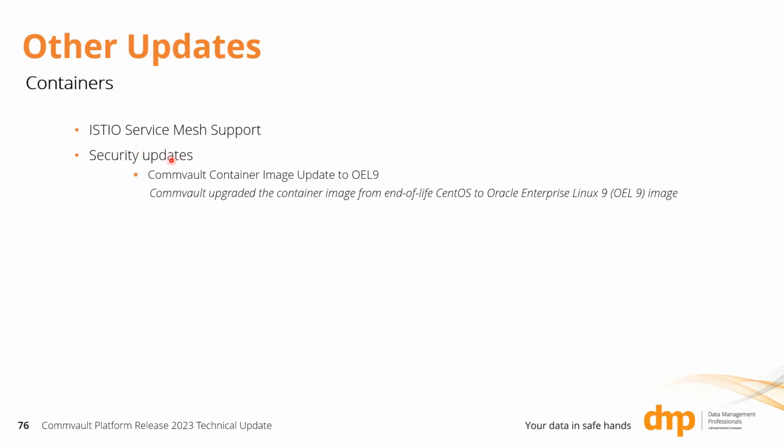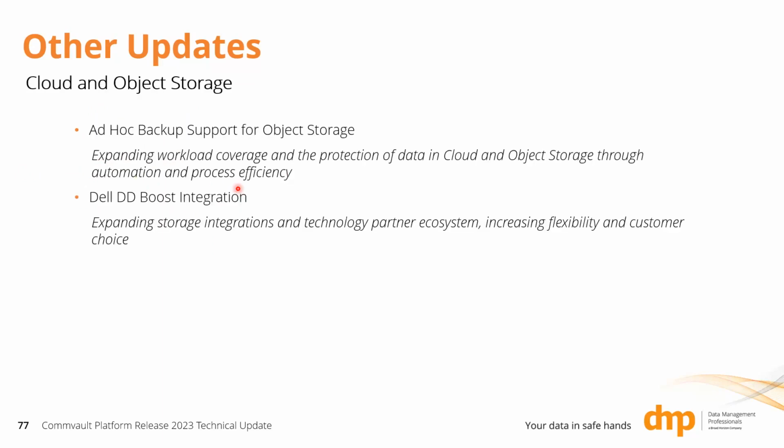Containers, so for example Kubernetes, there are some updates. One of them is the security update. The container image, which Commvault deploys automatically when you do, for example, Kubernetes backups, is now based on Oracle Enterprise Linux 9. Previously, that was CentOS, but that is end of life. So therefore, the images used for that are now upgraded to another operating system. Cloud and object storage support. There's now ad hoc, so that means a direct manual backup support for object storage.